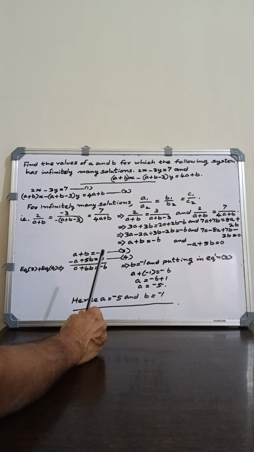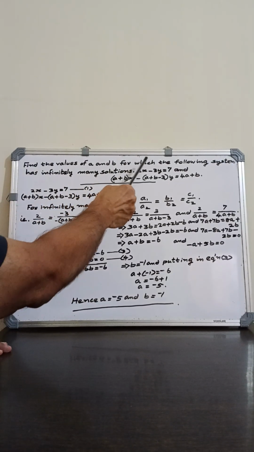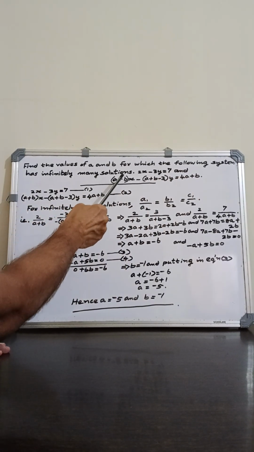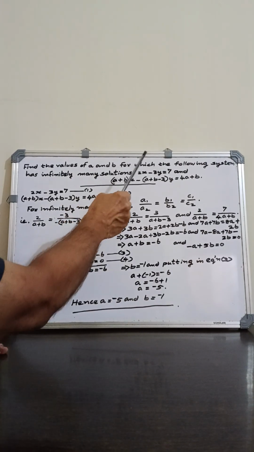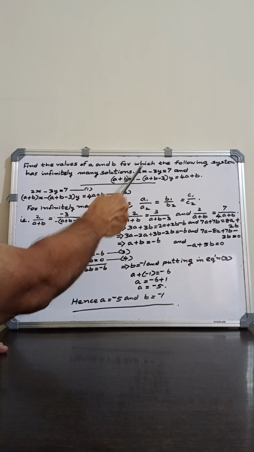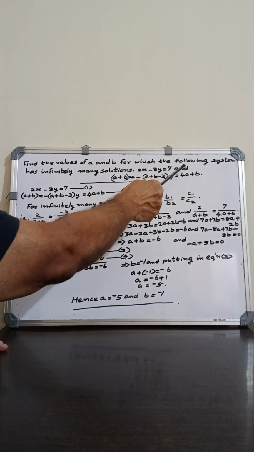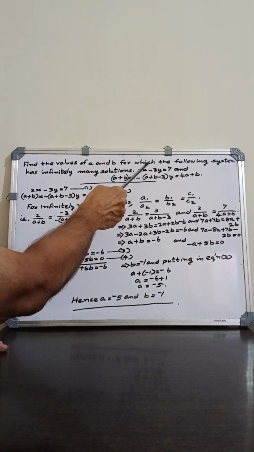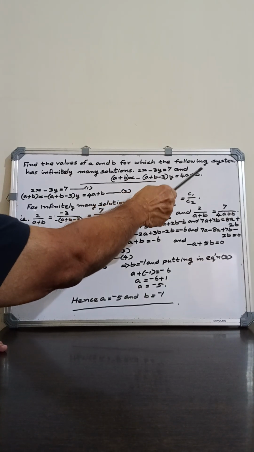One question we can check. Find the values of A and B for which the following system has infinitely many solutions. Here is the system: 2x minus 3y equals 7 and (a plus b) into x minus (a plus b minus 3) into y equals 4a plus b.